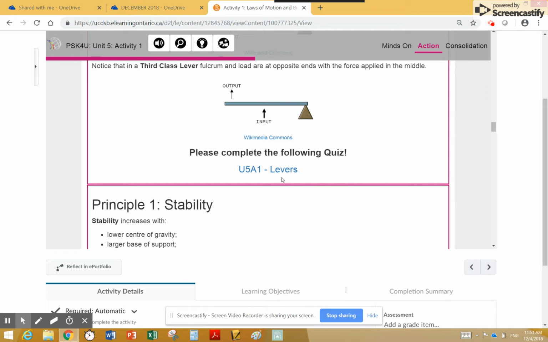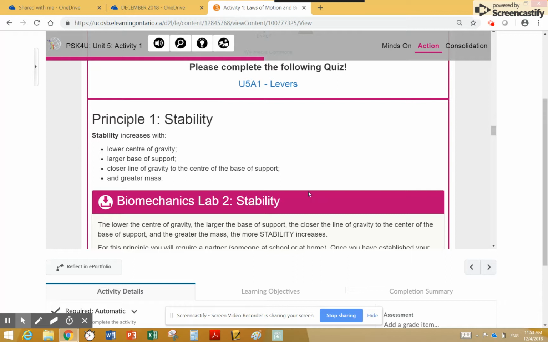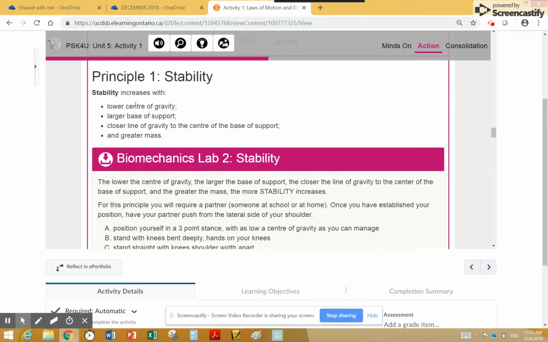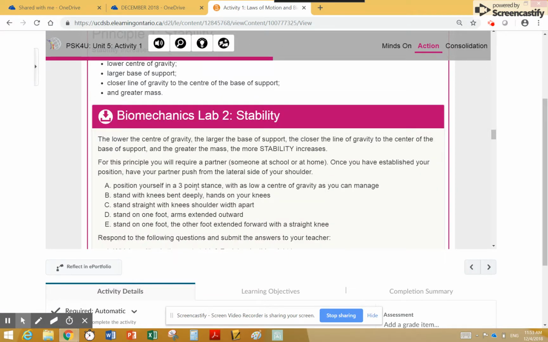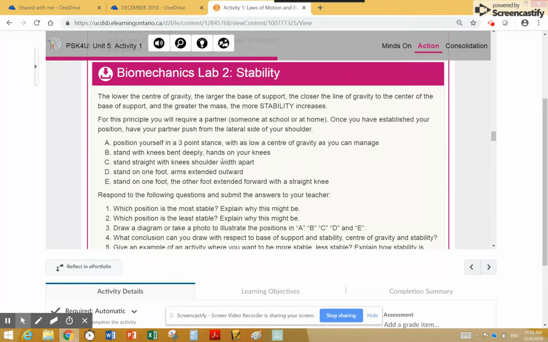Then there's a quiz to complete to demonstrate your understanding, whether you know exactly how the levers work at that point. The next principle we're going to take a look at is the principle of stability. There are some different principles that relate to biomechanics, so the second one deals with the stability piece, and you'll go through this whole instruction piece right here.